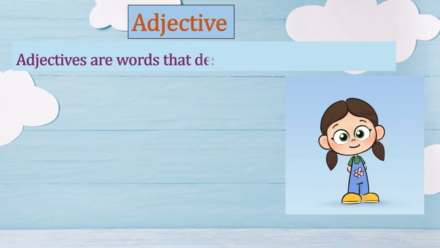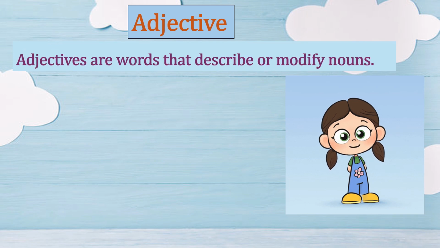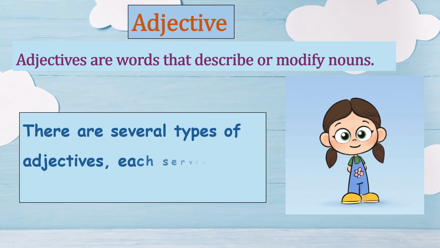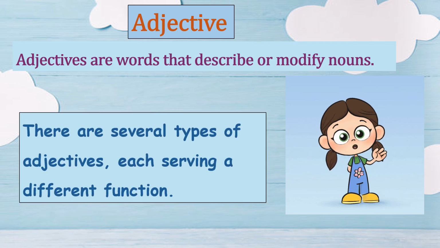As we know, adjectives are the words that describe or modify the noun. There are several types of adjectives, each serving a different function. Let's explore each type. But before that, if you want to learn detailed information about adjectives, you can see our previous videos. We have already discussed there in detail.